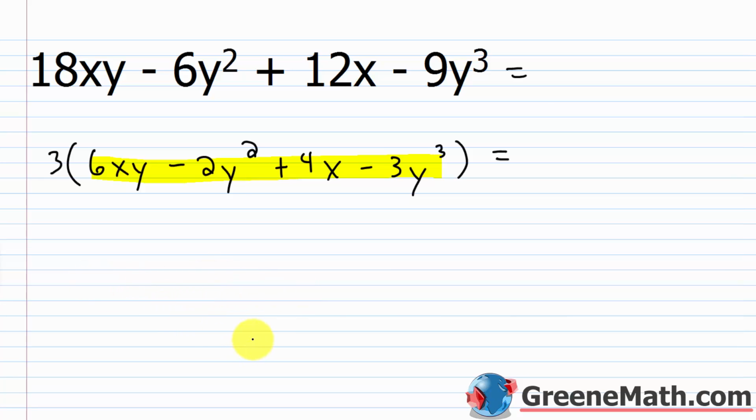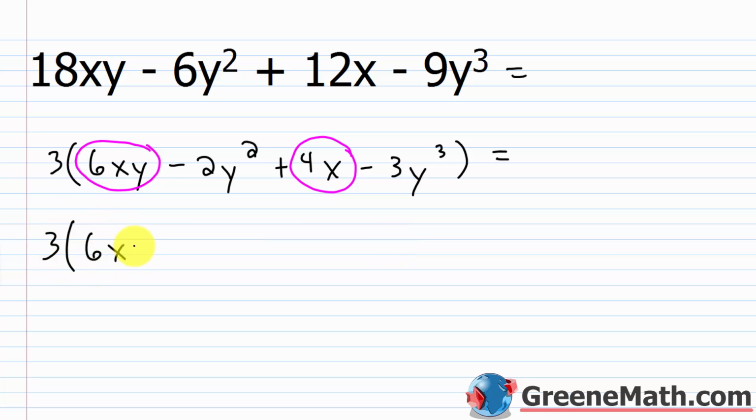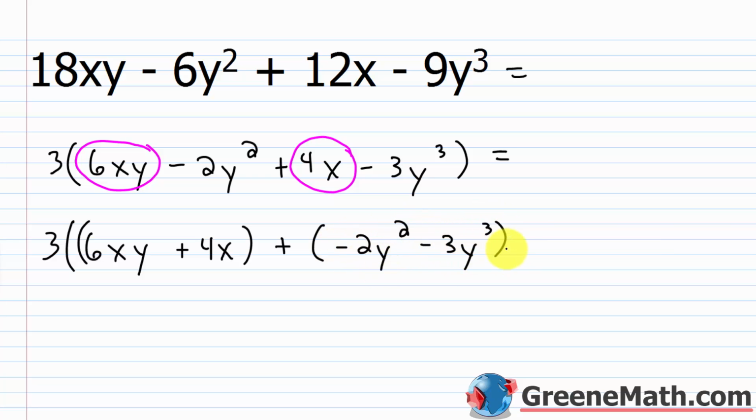So one thing that I notice is that this guy right here has an x, and this guy right here has an x. So that's a little hint. So I'm going to arrange those terms next to each other. So don't forget my 3. So I'm going to put my 6xy and my plus 4x. That's going to be a group. And then you will have plus negative 2y squared, and minus 3y cubed.